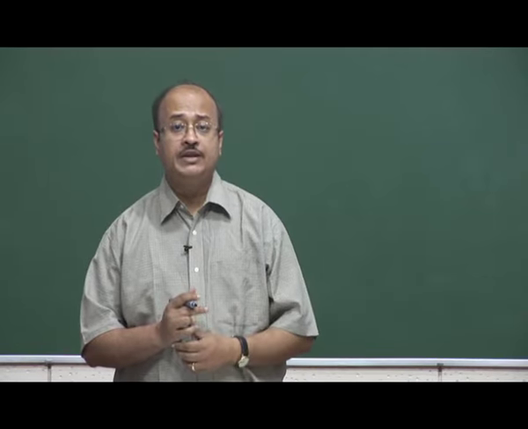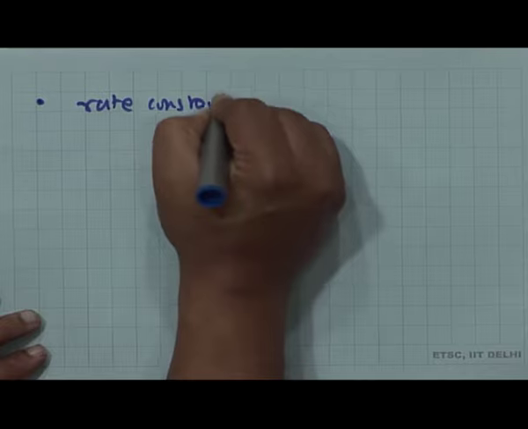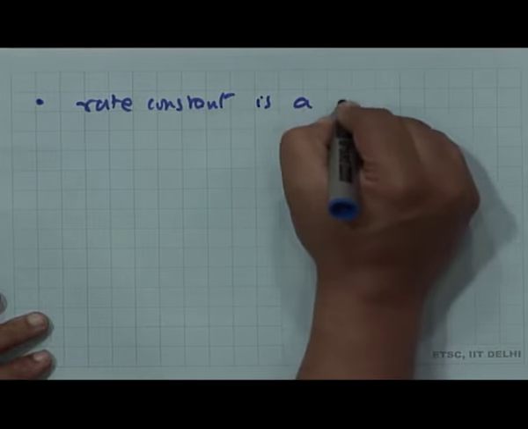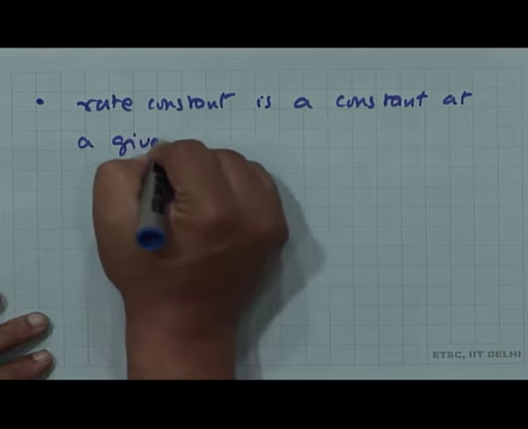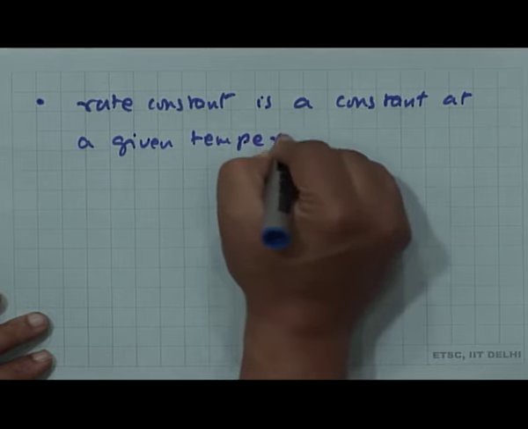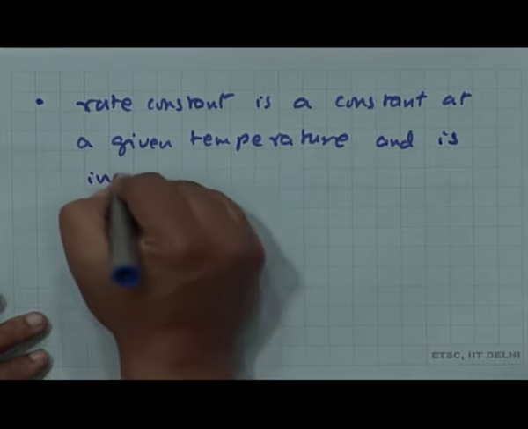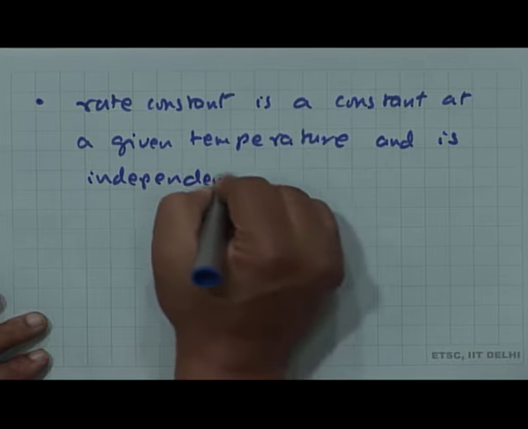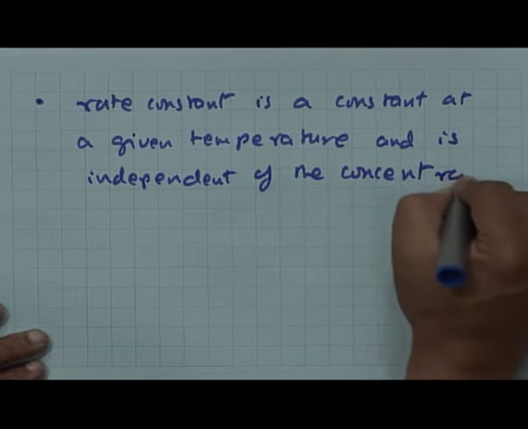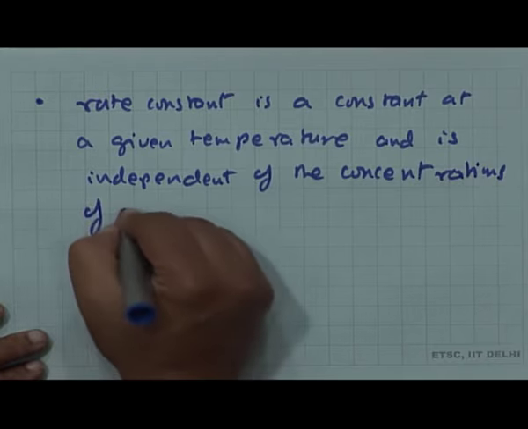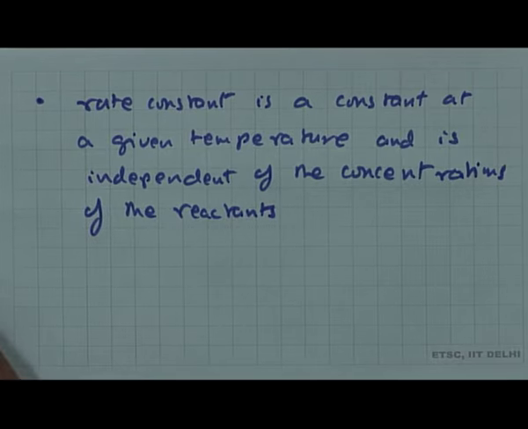to reach at, is that the rate constant is a constant at a given temperature, right, and is independent of the concentrations of the reactants. Okay. There are a few important terms out here.